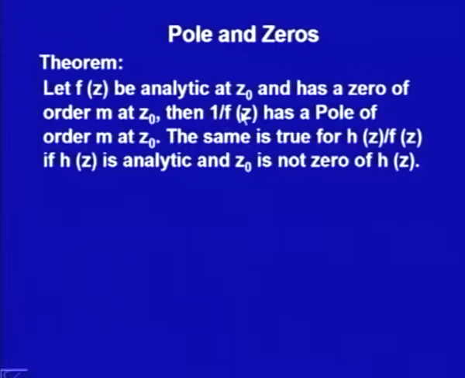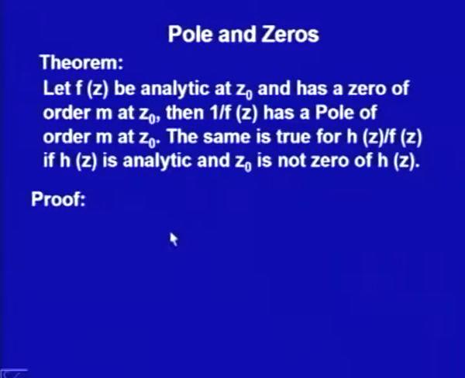Now, this is simply for 1 upon f z. Now, if my function can be written in rational form, that is, as a ratio of two analytic functions h z upon f z, where both h z and f z are analytic and f z has a 0 at z naught, but that z naught should not be a 0 of h, then also that z naught would be a pole of this new function h z upon f z, and the order would again be the same as the order of the 0. Let us see how we can show that this will happen.